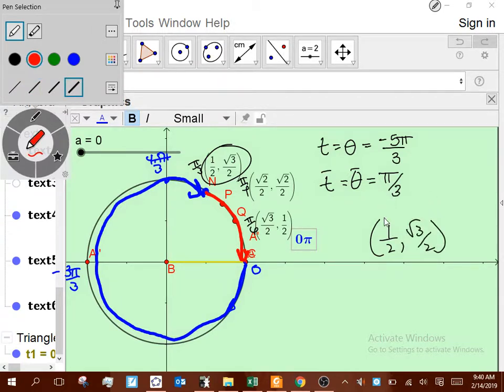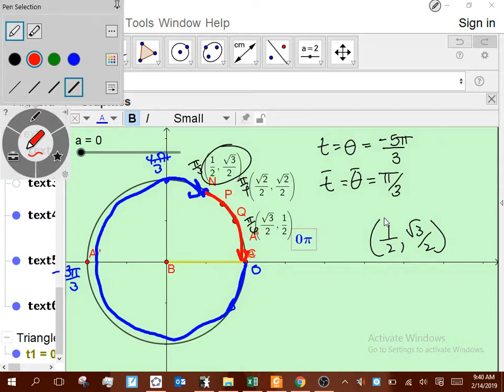So negative 5 pi over 3 is going to have the exact same terminal point, right? Negative 5 pi over 3 terminates in what quadrant? First quadrant, so they're both positive, right? So that is referencing the exact same point. So that's my answer: 1/2, comma, radical 3 over 2.